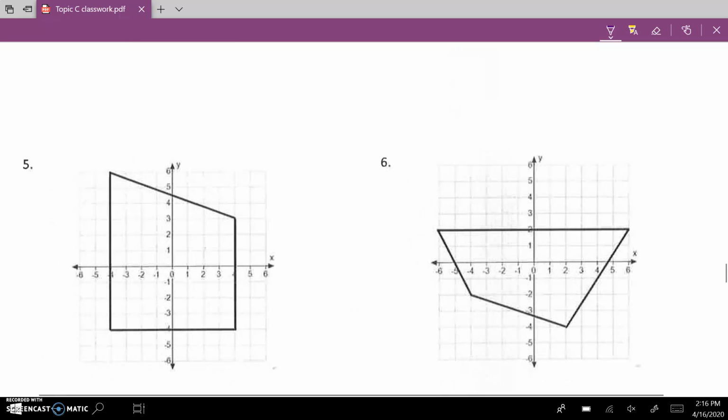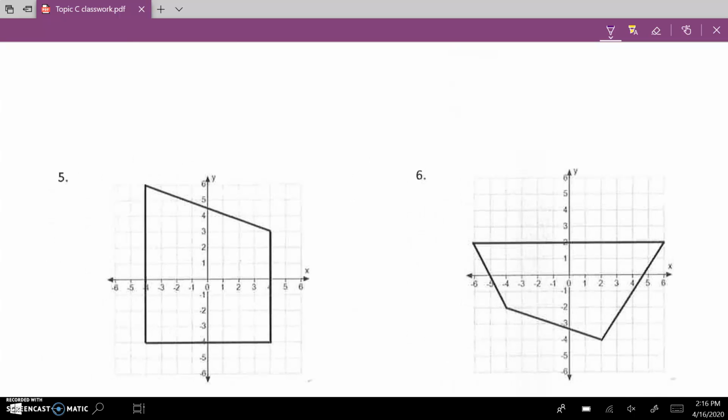Number 5, remember again, we're going to have a height here. And this one is not like number 3. This is technically a quadrilateral, so a little bit different than what number 3 was. Quadrilateral.